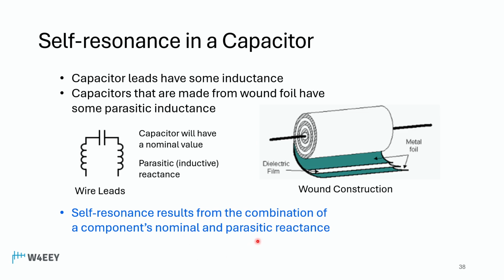And then I've repeated the same words here because they apply to an inductor or a capacitor. Self-resonance results from the combination of a component's nominal value and the parasitic reactance. So they worded this question where it could apply to a capacitor or an inductor.